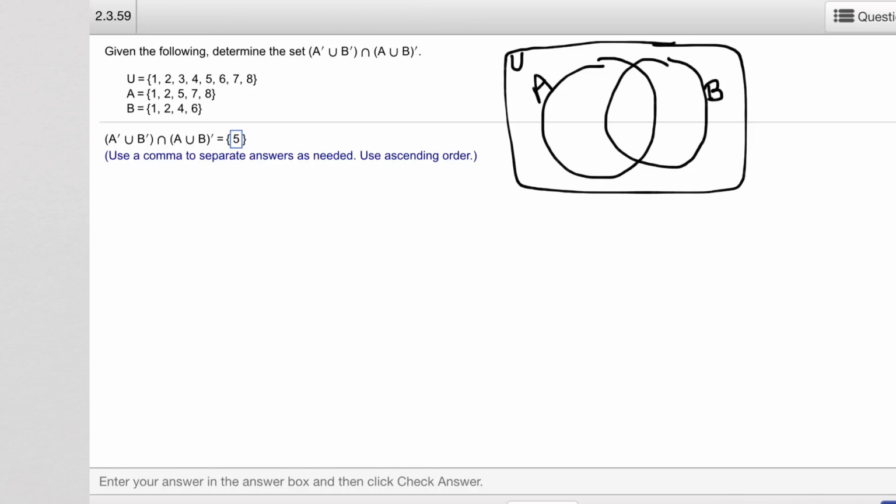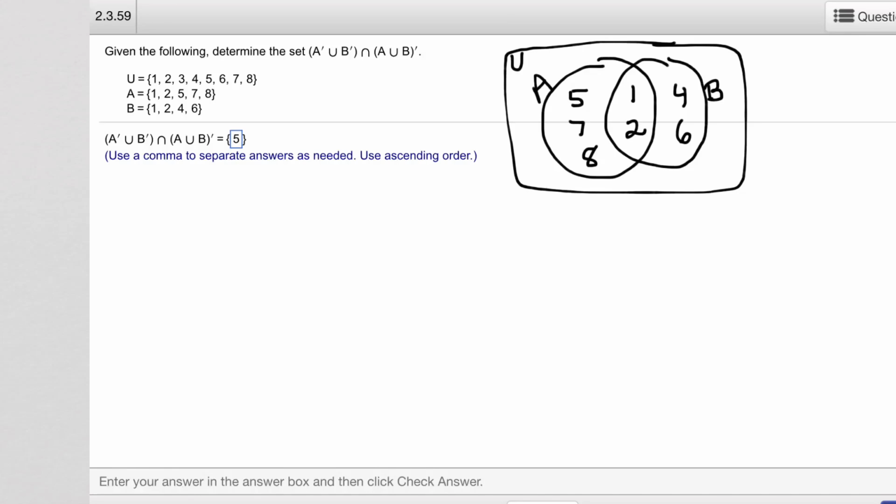Okay, so I have set A and set B, and I look at what elements they have in common. Well, they both have a 1 and they both have a 2. So I put those two elements in the intersection area of the Venn diagram. Then I look at what elements are in set A but not in B, and that is 5, 7, and 8. Then I look at what elements are in B but not A, and that's 4 and 6.